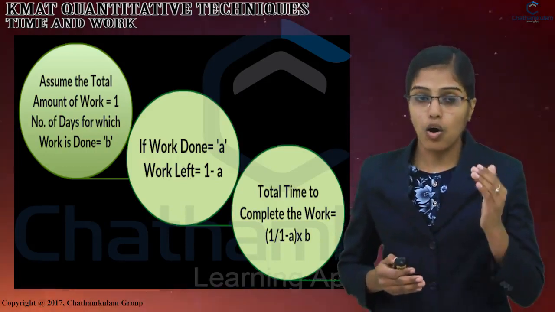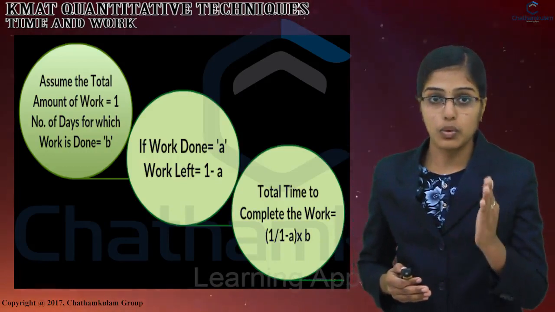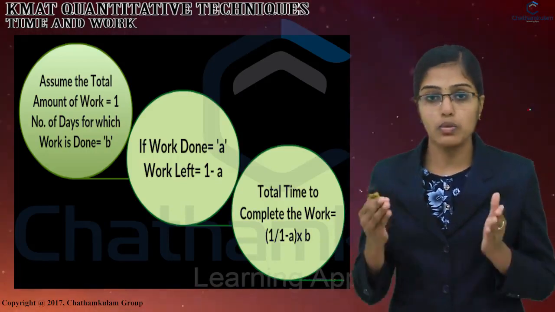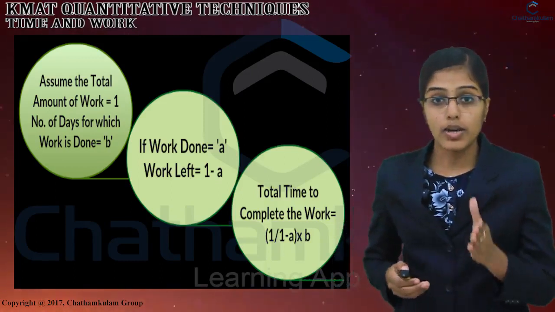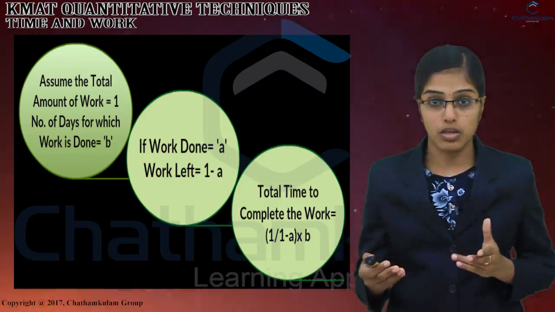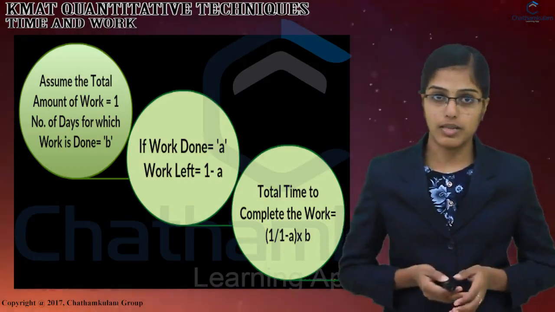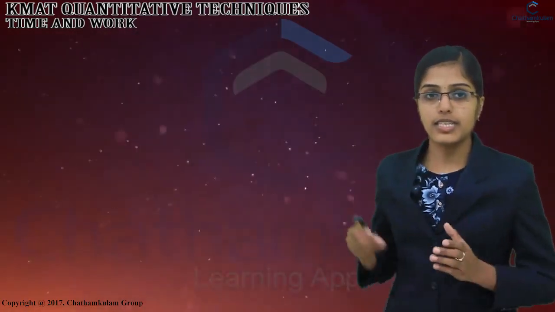That is the whole amount of work, that is your 1. And A is work done, so work left is equal to 1 minus A. Then the total time to complete the work is 1 divided by 1 minus A, into B. See, there is an example.